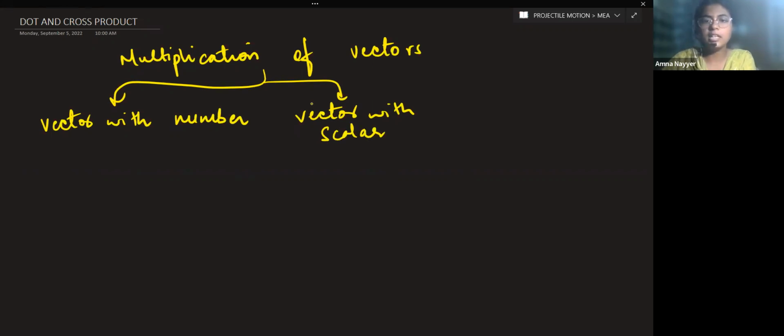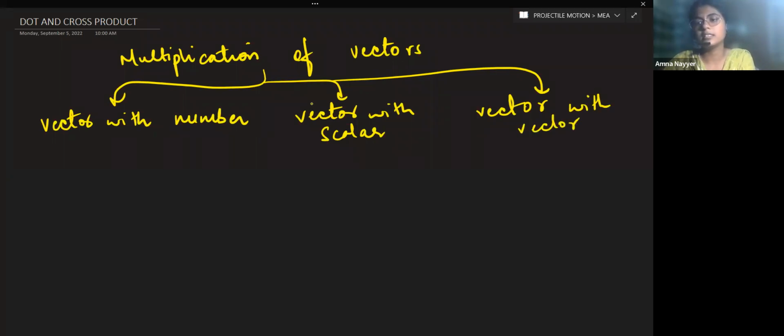And then you have the last one. This is what? Vector with a vector. Force multiplied by mass, or not force multiplied by mass. Mass can be written as force divided by acceleration. In the multiplication of vectors, you can write any value. Force multiplied by velocity gives you power. So that is also one of the formulas. So this is vector with vector. All right, so under these three headings, we are going to study multiplication of vectors, fine?